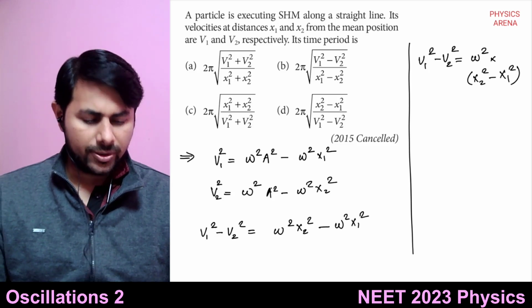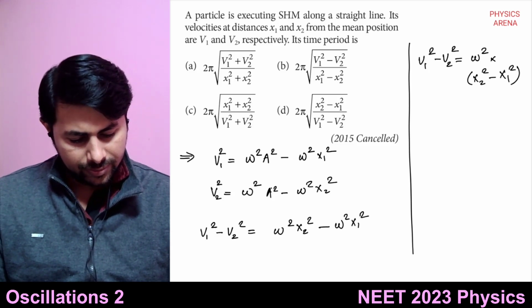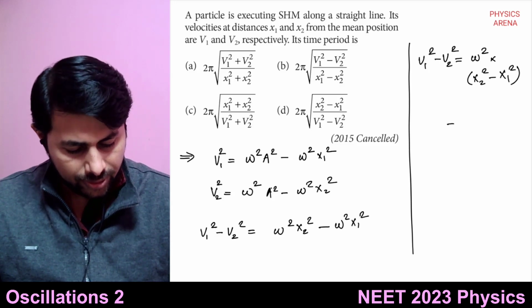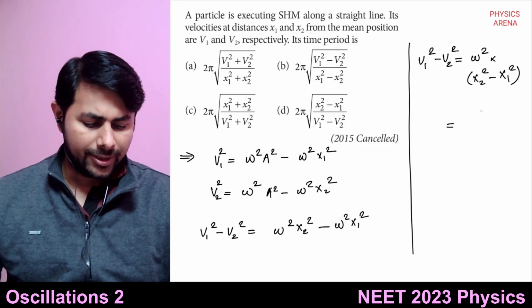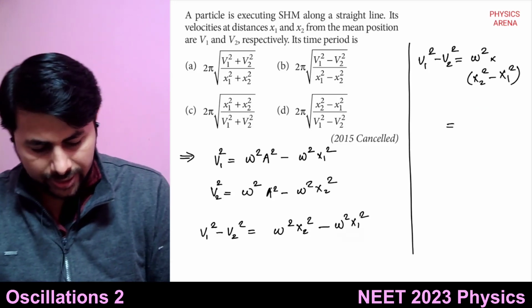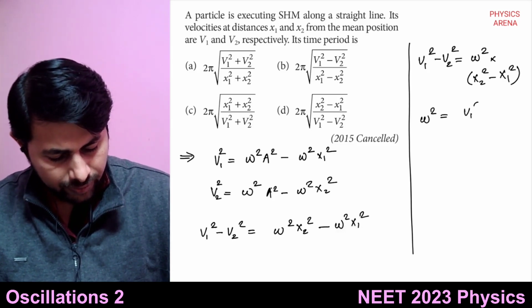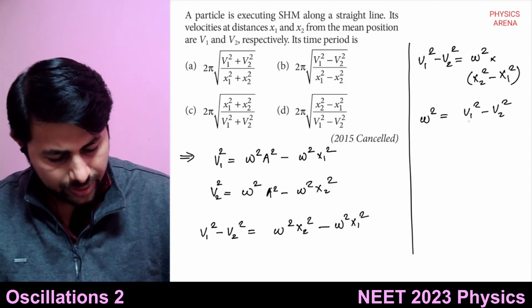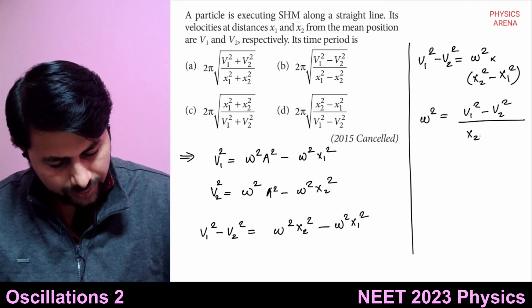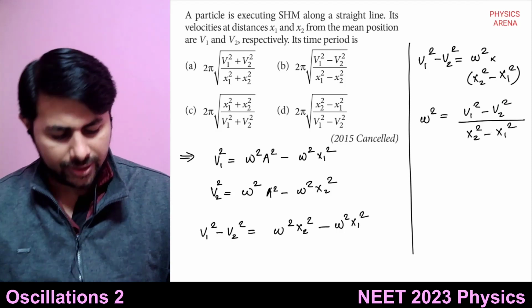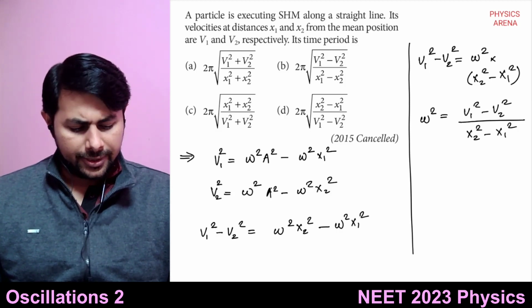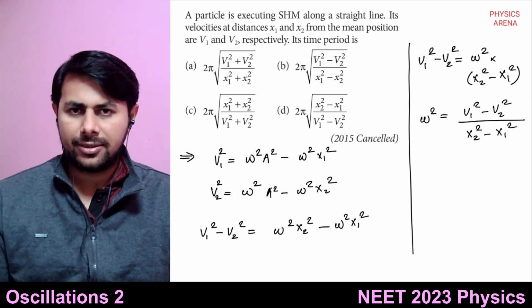So let's take this on the other side. What do we get? Omega square equals v1 square minus v2 square upon x2 square minus x1 square, right? And then we can take the square root of this.